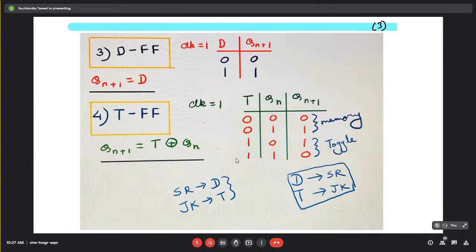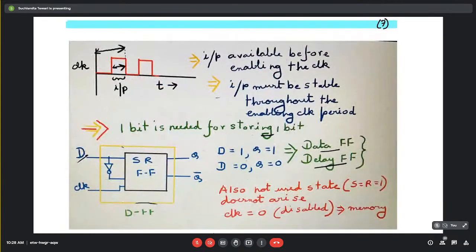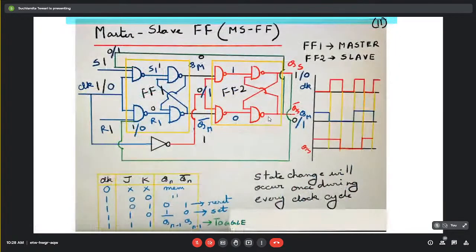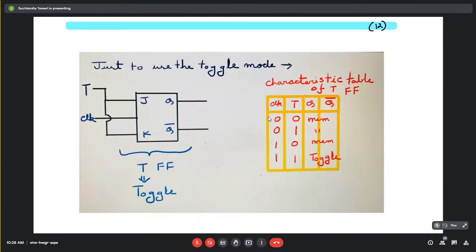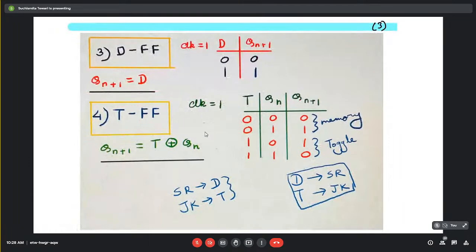Now, if you are asked to convert one flip-flop from another, it is very easy. If you are asked to convert an SR flip-flop to D, you will immediately connect these two inputs through a NOT gate, as we have already seen here. From SR to D, it is pretty simple. And if you want to convert perhaps a JK into T, you will simply short these two inputs. So these are pretty simple. These two we can do.